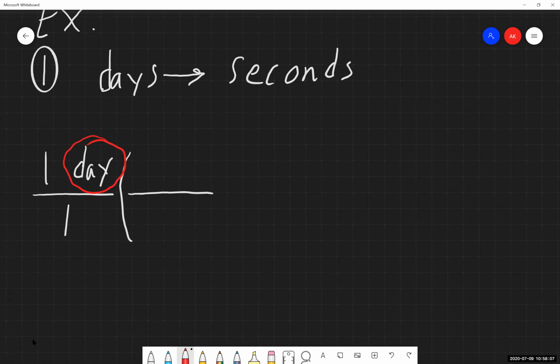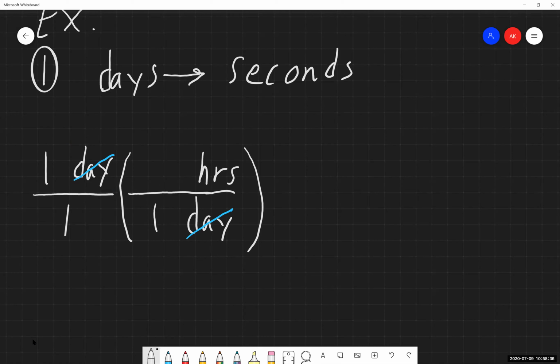If I want to cancel the unit for days in the numerator spot, then in my new fraction, I need to put days in the denominator spot of my new fraction. And I'm going from days into hours. So my units now, I can see, all right, I have days up top, days down below. Those cancel. I'm now in hours. And now I can fill in numbers. I know 1 day is equivalent to 24 hours.